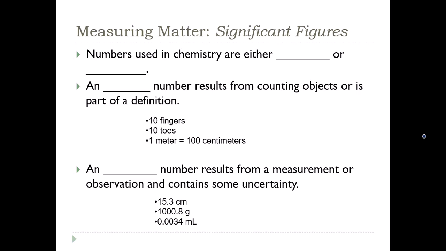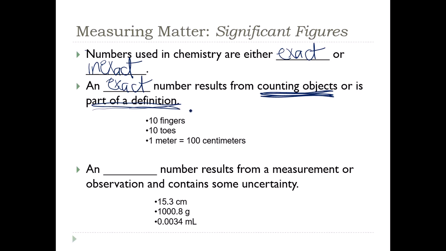So numbers used in chemistry can be described as being either exact or inexact. So we have two types of numbers, exact numbers and inexact numbers. An exact number results from counting objects, so counting numbers, or part of a definition, an exact definition. So you can count that you have 10 fingers, you have exactly 10 toes, or there are exactly 100 centimeters in a meter. So this is an exactly defined relationship.